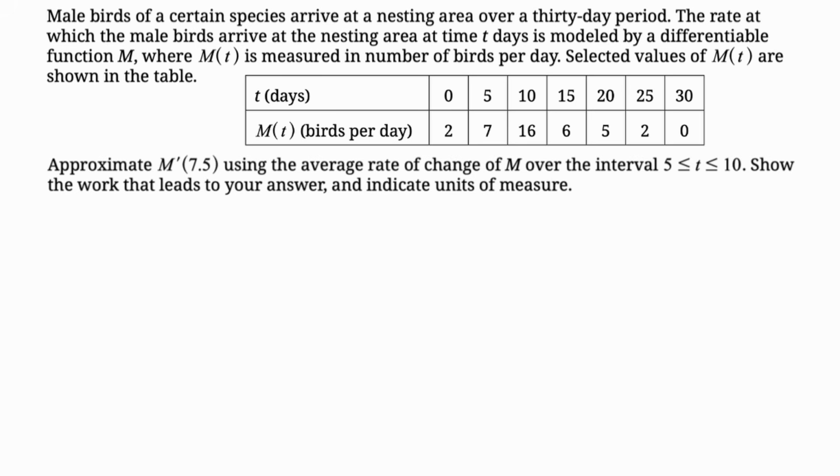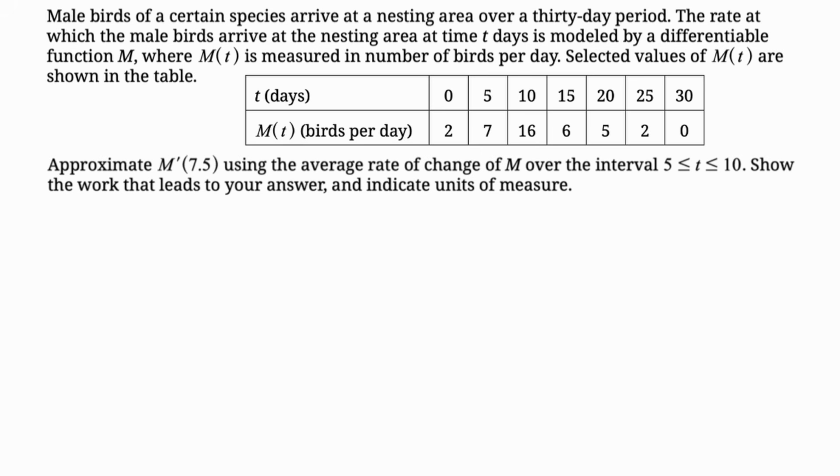So problem number 1, or part A, I should say, says male birds of a certain species arrive at a nesting area over a 30-day period. The rate at which the male birds arrive at the nesting area at time t days is modeled by a differentiable function m, where m of t is measured in number of birds per day. I was going to say number of birds of prey. Selected values of m of t are shown in the table.